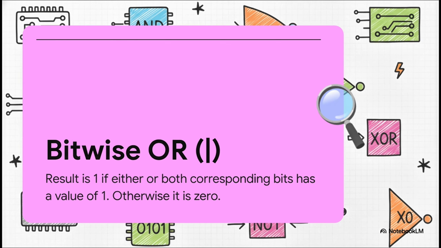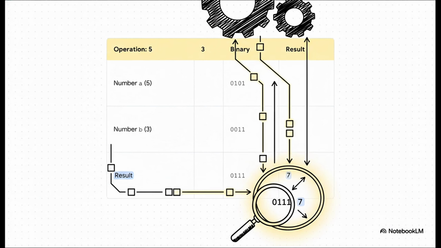All right, let's move on to the next tool in our kit, the bitwise OR operator. Now this one is way more relaxed than AND. To get a 1 in your result, you only need a 1 in either of the original numbers for that position. So if we use our same numbers, 5 and 3, we get a totally different result this time. The answer is 0111. So why? Well, if you look at the columns, you'll see that 3 of the 4 positions have at least one 1. And that binary number, 0111, translates right back to the decimal number 7.